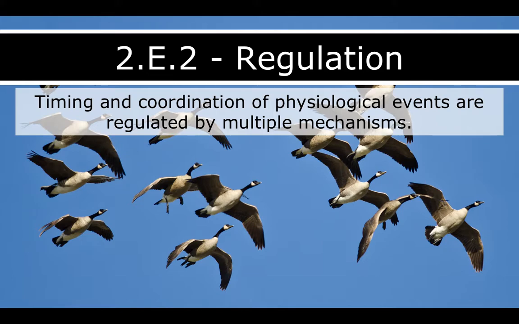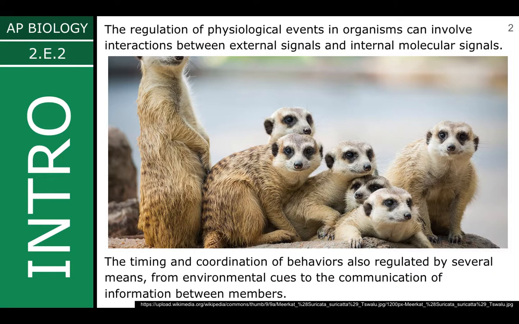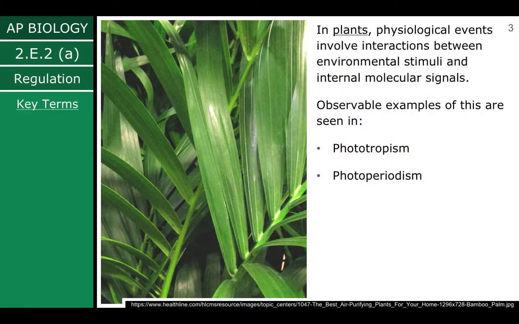Here's our second video on learning target 2E, which is about regulation. Timing and coordination of physiological events are regulated by multiple mechanisms. So the regulation of physiological events in organisms can involve interactions between external signals and internal molecular signals. The timing and coordination of behavior is also regulated by several means, from environmental cues to the communication of information between members. In plants, physiological events involve interactions between environmental stimuli and internal molecular signals.